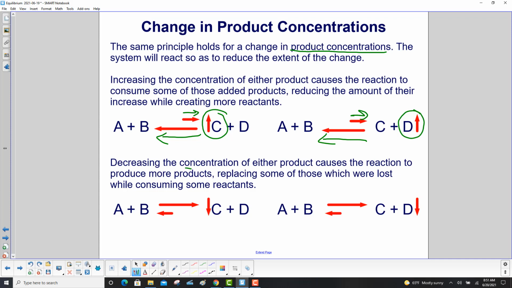Now, what if we decrease the concentration of either product? Well, that will cause the reaction to produce more products, replacing some of those which were lost while consuming some reactants. So you can see more of the reaction now is going from reactants to products.